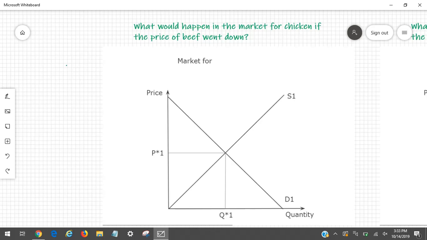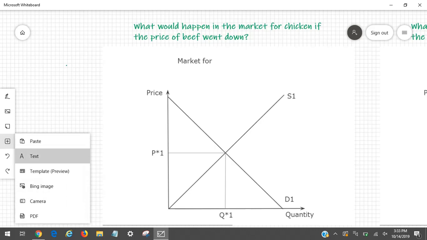So the first thing to note here is that there's most likely a relationship between chicken and beef. And I would venture to say that the relationship between chicken and beef is that they are substitutes for one another. So in other words, if a consumer switches to buying more beef, then they are going to buy less chicken because they will be substituting beef for chicken. So in this question, with the price of beef going down, let me make a little summary.